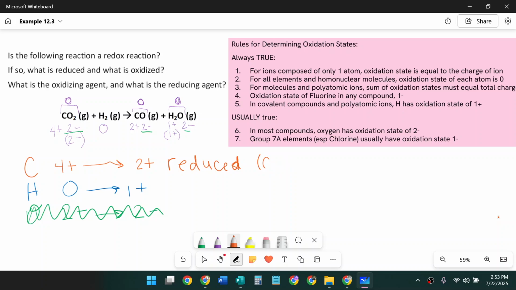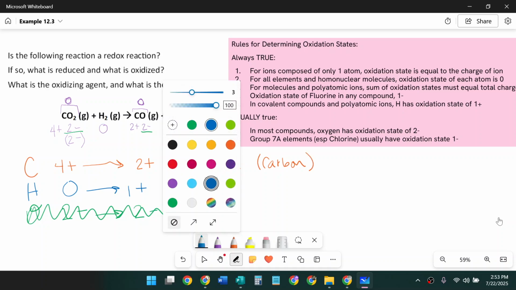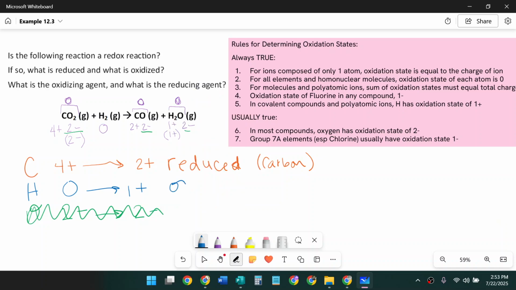Oh, that's spelled wrong. I'm about to spell somebody's name there. Carbon. And then hydrogen's the other one. So hydrogen was oxidized.